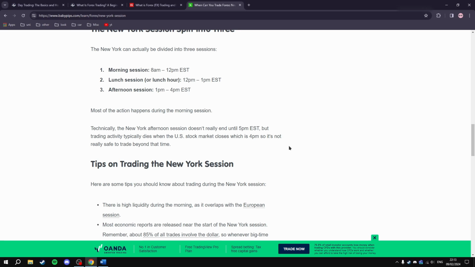Technically, the New York afternoon session doesn't really end until 5 PM EST, but trading activity typically dies when the US stock market closes, which is 4 PM, so it's not really safe to trade beyond that time.